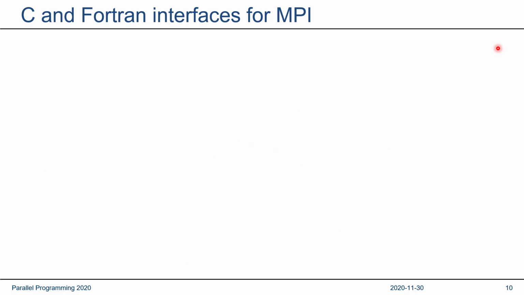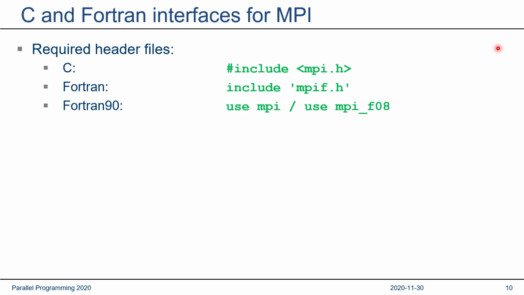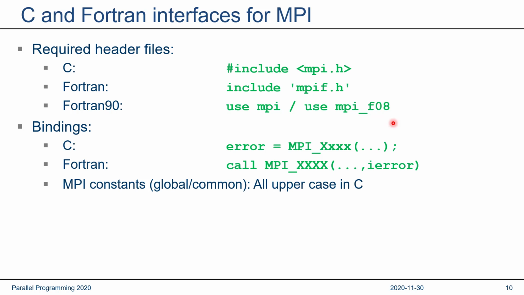As I mentioned in the beginning, MPI has C and Fortran bindings defined. So if you want to use MPI in a C program, you have to include a header file called mpi.h. In Fortran, so the old style Fortran 77 language, you include an mpif.h file, and in Fortran 90 and above, you use a module which is called MPI, or with Fortran 2008 and above, MPI_F08. Once you have these headers or modules included, you can use the functions in your program.